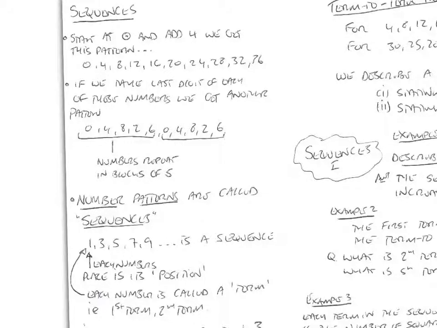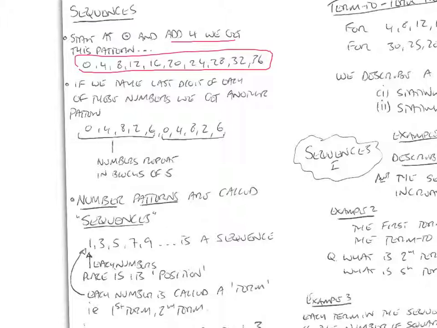Okay, so let's start with patterns and sequences. Let's say we take a number, take 0 for example, and we add 4 to 0, and then add 4 to the next number and 4 to the next number. Then we would get a pattern like this. And if we were to take the last digit of each of these numbers, we would actually see that there's another pattern within the pattern.